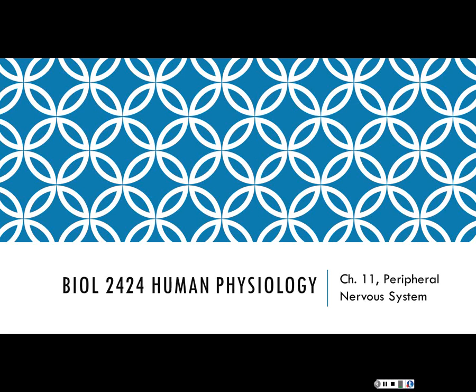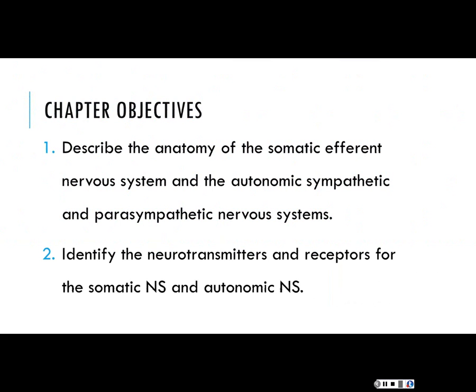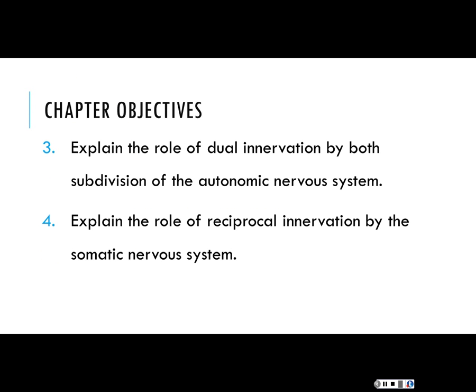But an introduction into them, a little bit in lab last week, and we'll continue our peripheral nervous system in lab this week about how they work. But we're going to focus in this chapter on the efferent nervous system. So we'll go through and review our objectives. We're going to look at the anatomy of each, the autonomic nervous system and the somatic nervous system. We're going to review the neurotransmitters, which we were introduced to in Chapter 8, released by the somatic and the autonomic nervous system. We're going to utilize the term dual innervation and also reciprocal innervation. So we're looking at mostly anatomy and the neurotransmitters in this chapter.